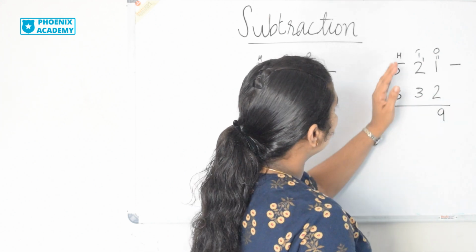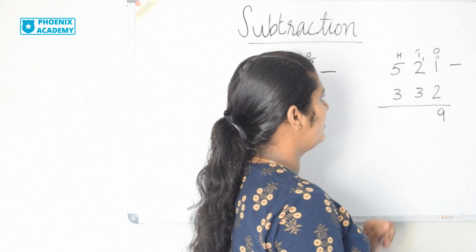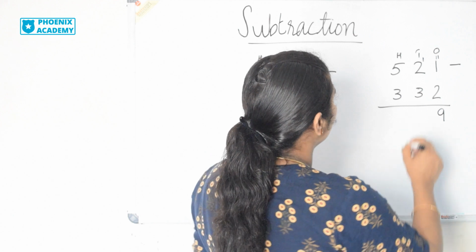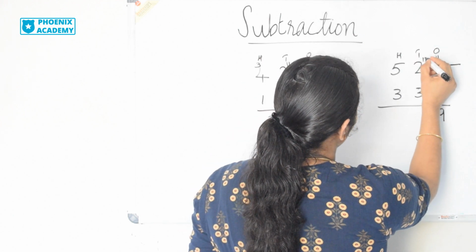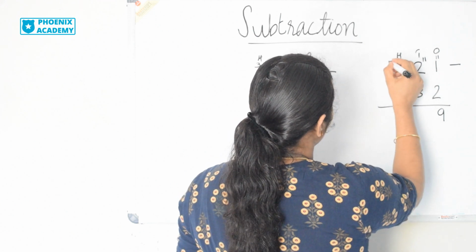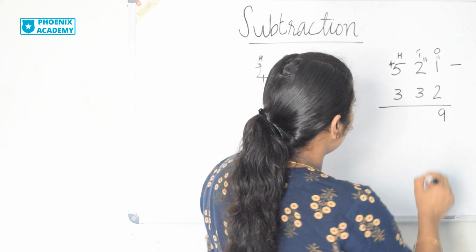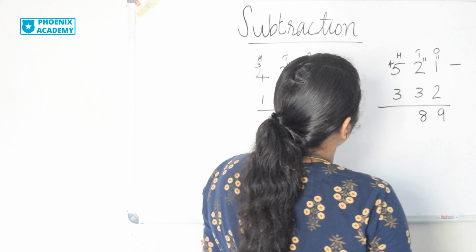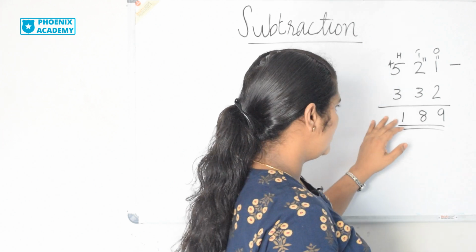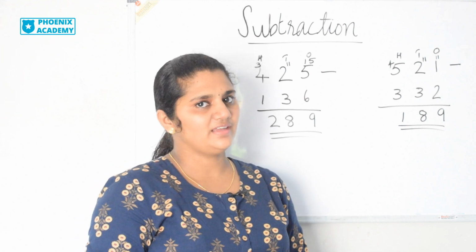9. Now let's subtract tens. 1 minus 3. 3 is a bigger number. So we need to borrow 1 from here. So this tens becomes 11 and 5 becomes 4. Let's subtract tens now. 11 minus 3, 8. 4 minus 3, 1. So the difference of 521 and 332 is 189.